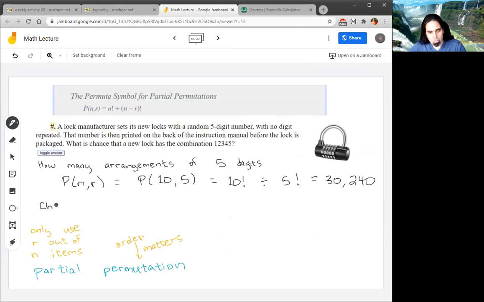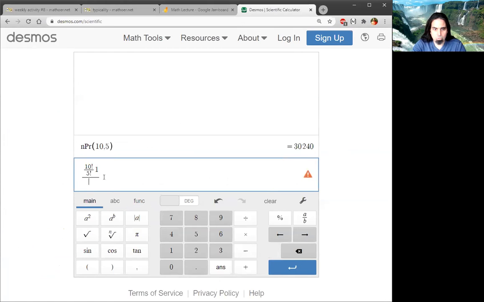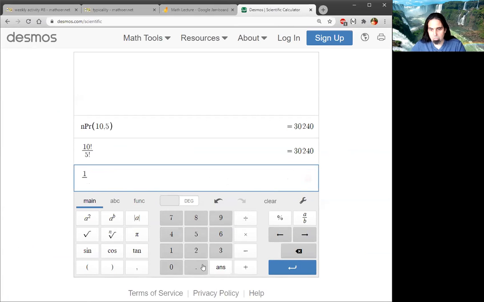So the chance that any particular one of them happens is going to be 1 divided by that. So 1 divided by my previous answer.